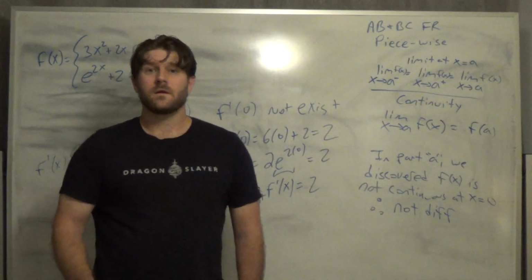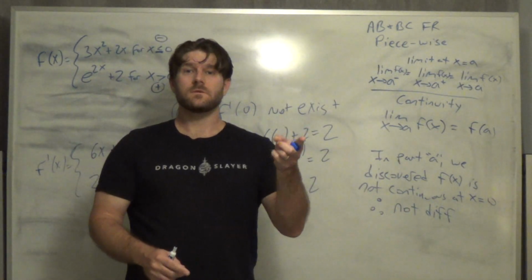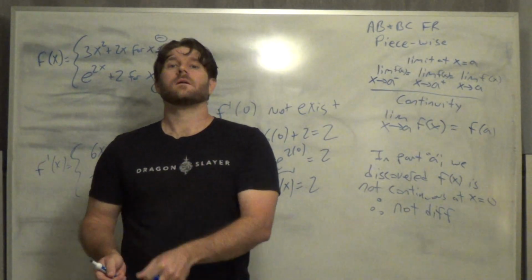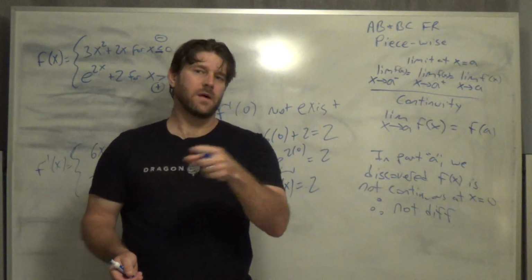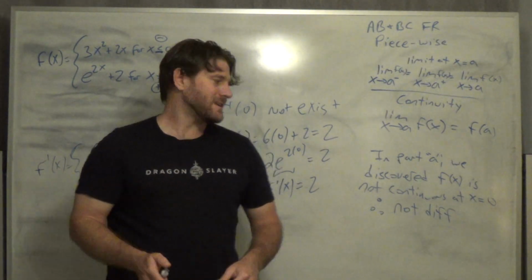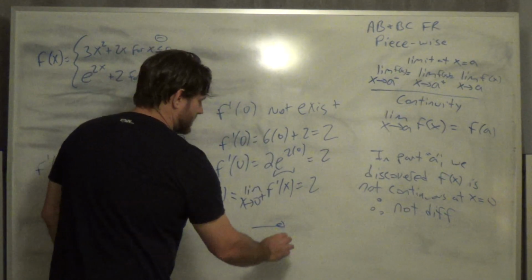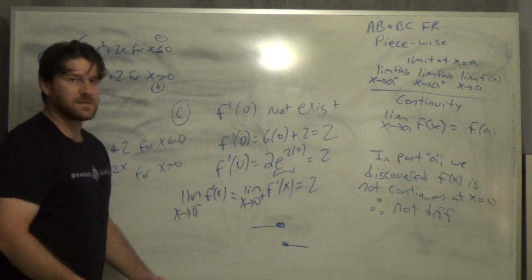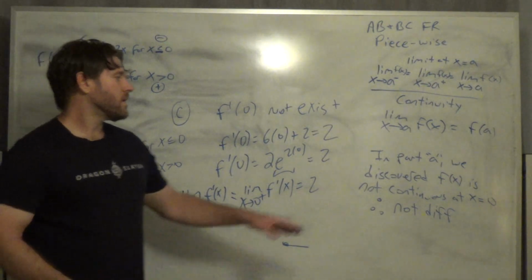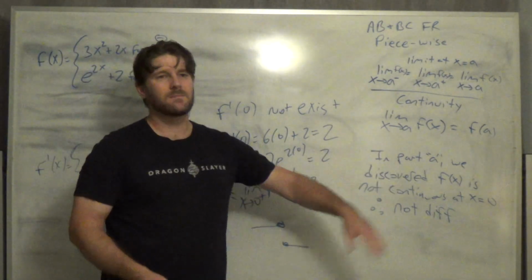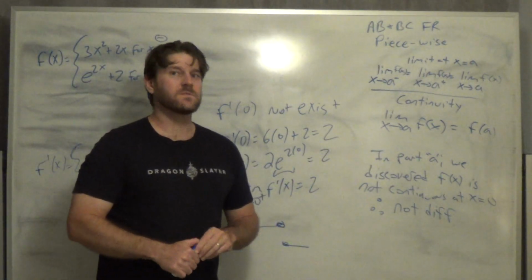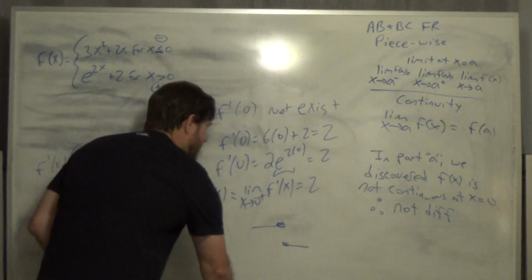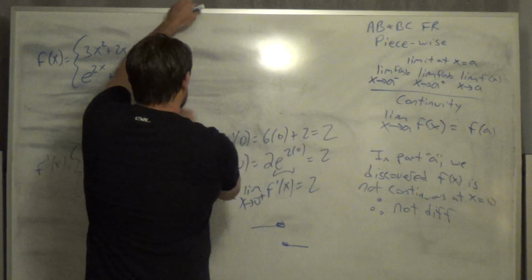Remember, if something is differentiable, that automatically implies that it's continuous. But if something is continuous, it doesn't imply it's differentiable. And not only that, if something is not continuous, so here we found out it was not continuous, then it's not differentiable at this point. So, very nice and easy. If something's not continuous, it's automatically not differentiable. We don't even have to check. If something was continuous, then we could check. But it's not. All right, let's go to part D.